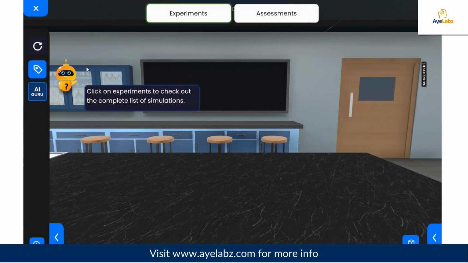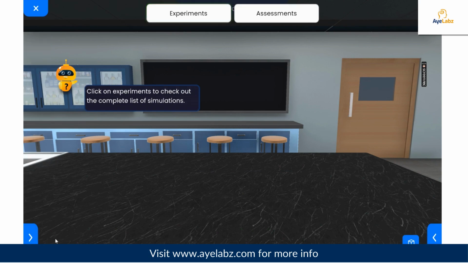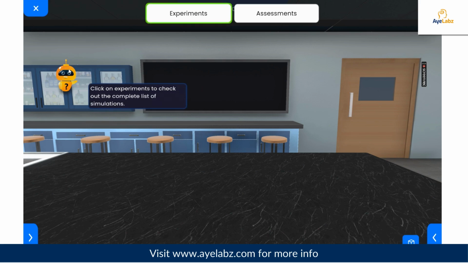Here we have the tiny robo, which will give us contextual help, which is step-by-step instructions throughout the experiments. Once you are thorough with the experiments, you can tap on him to turn off the contextual help.